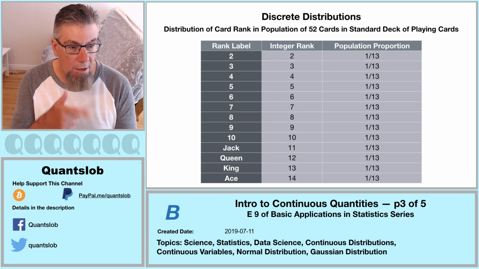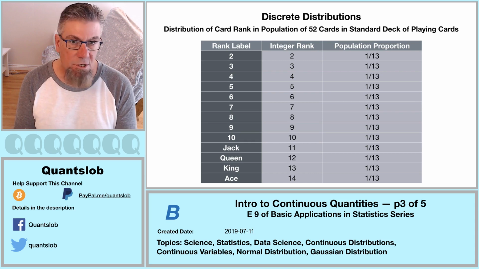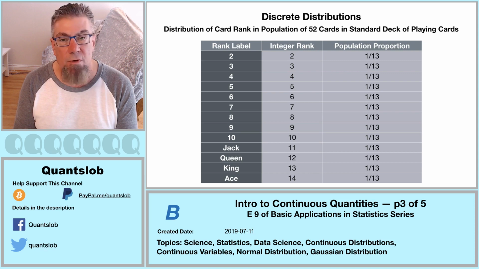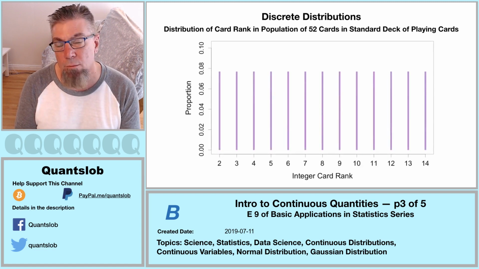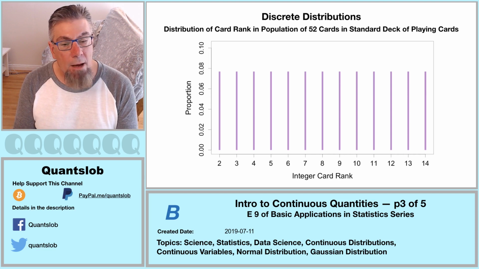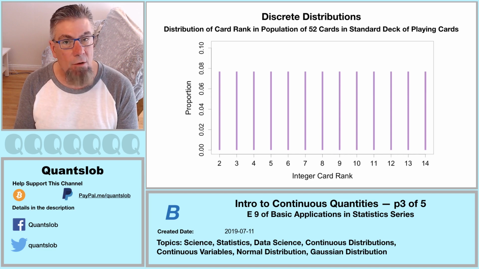Recall that we created here in the middle column an integer rank attribute. If you haven't seen our foundational series and you're seeing this for the first time, all we've done here is convert the card's rank label value to an integer value. The idea is to simply convert the rank label to a quantity. Here is the distribution shown as a line plot. And to be very clear, what we're doing here is simply describing the distribution of the integer value rank in our population of 52 cards.